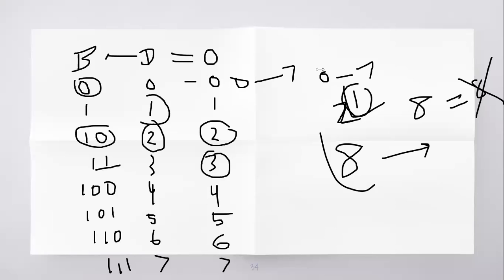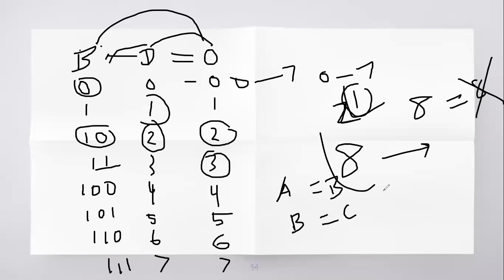Simple concept. This one is equal. So this is also equal to this. As this is equal, this is also equal to this. A equals B. Then B equals C. So A equals C. Hence proved.